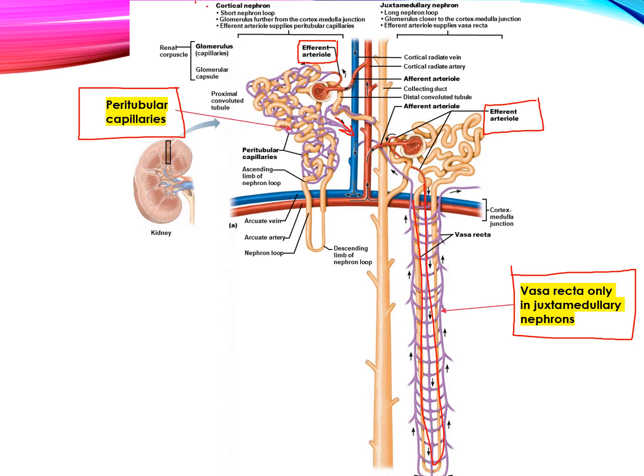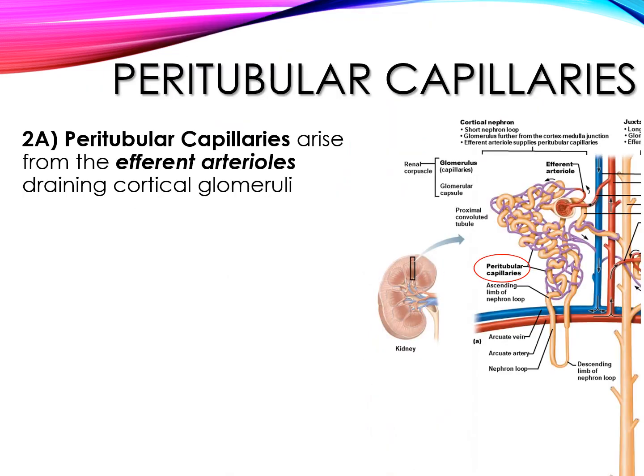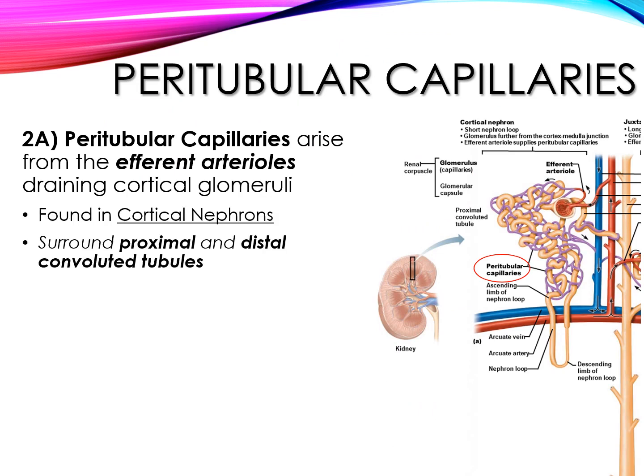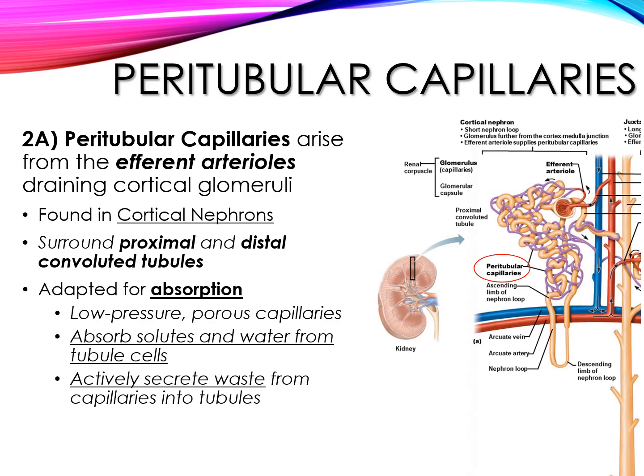Okay, so it's a little bit different on the location of where these capillary beds are, but they both arise from that efferent arteriole coming out of the glomerulus. Okay, so the efferent arteriole is what is going to turn into our capillary beds, whether that's peritubular capillaries or the vasa recta. Just depends on whether you are a cortical nephron or a juxtamedullary nephron. Okay.